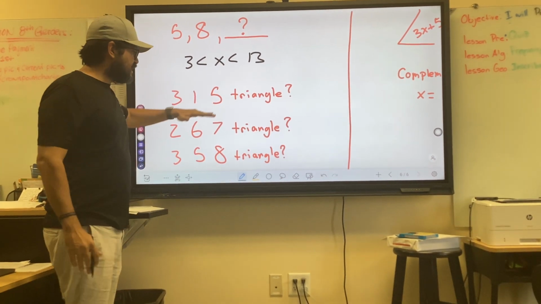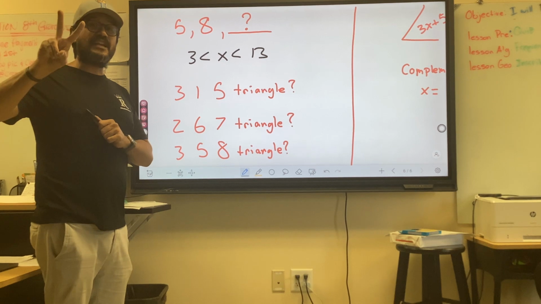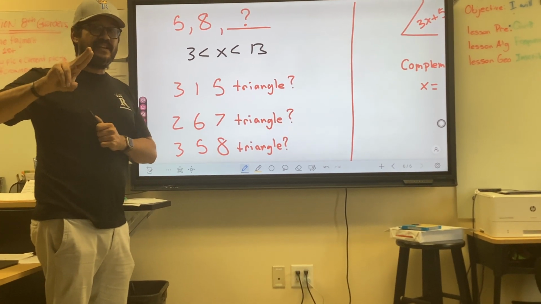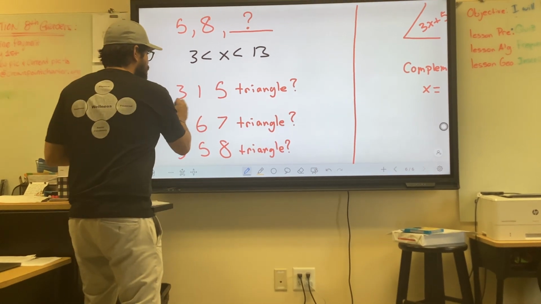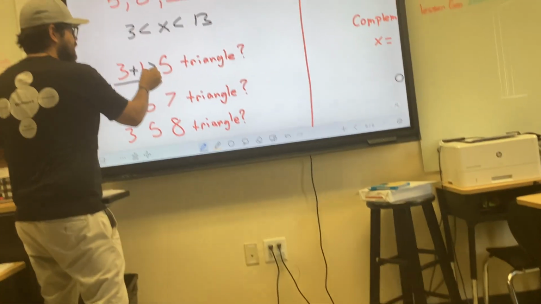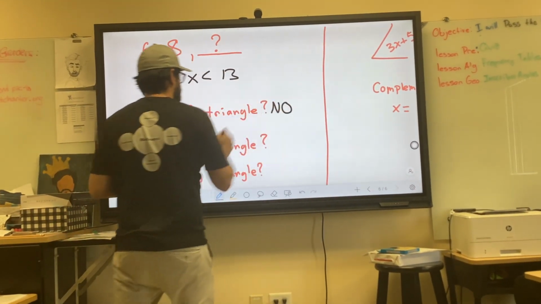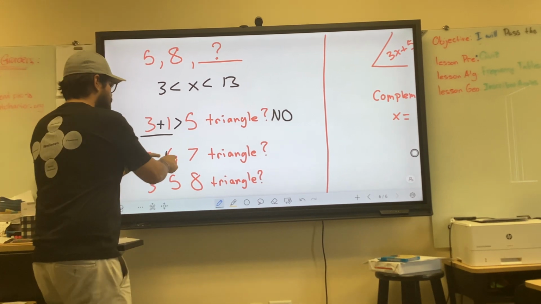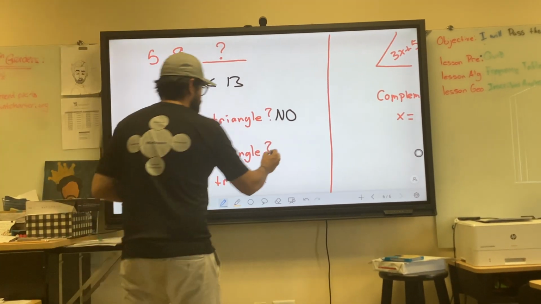Now, let's say they give you triangles and ask you which ones can make triangles. You just add up the 2 smallest sides and check if they're larger than the third side. So 3 plus 1, is 3 plus 1 greater than 5? If the answer is no, then this is a no. Is 2 plus 6 greater than 7? Yes? So the answer is yes.